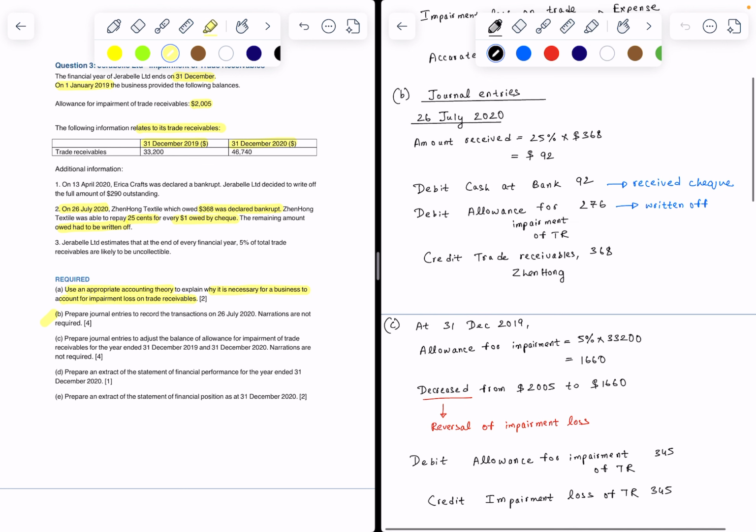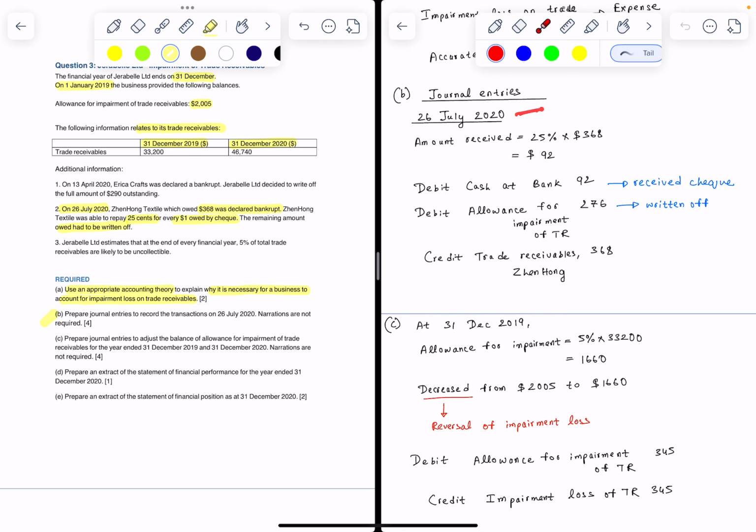So on the 26th of July 2020, we know that Zenhong confirmed that they are able to pay 25% of what they owed us originally. Zenhong originally owed us $368. Therefore, the amount which we will receive from Zenhong is calculated at 25% multiplied by $368, which is $92.